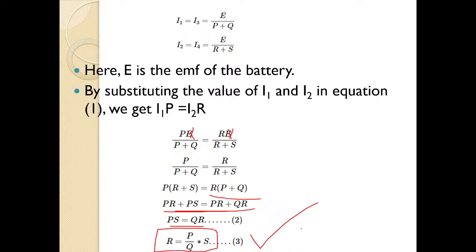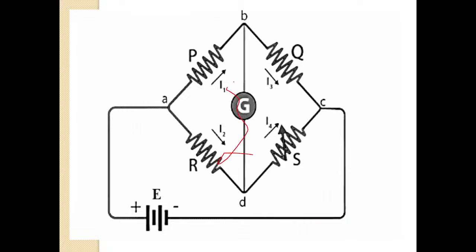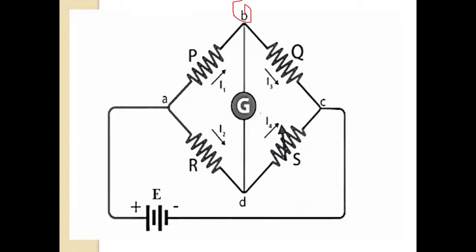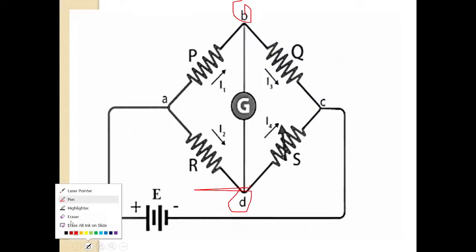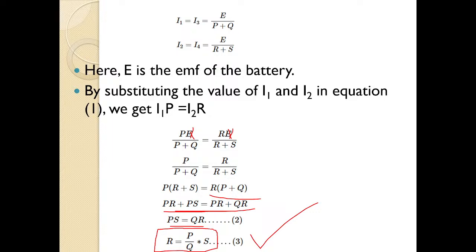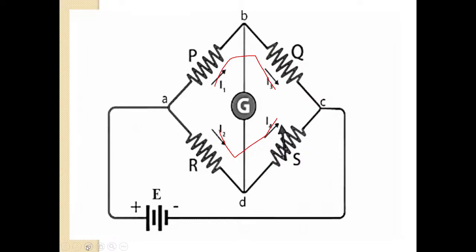So you can determine the unknown resistance by this formula when the bridge is balanced, means when the current flowing through the galvanometer is 0. When the potential difference between B and Q is 0, no current will flow through this galvanometer. Therefore, I1 will be equal to I3 and I2 will be equal to I4, and you can determine the R value. So the R value is P by Q into S. Okay, draw the diagram quickly and I will conclude.